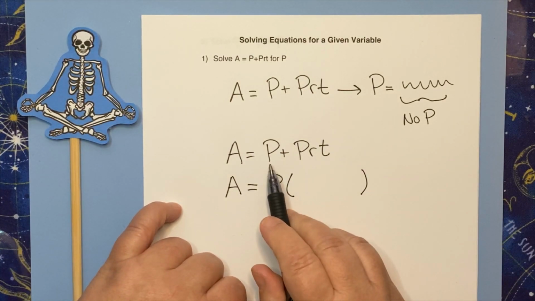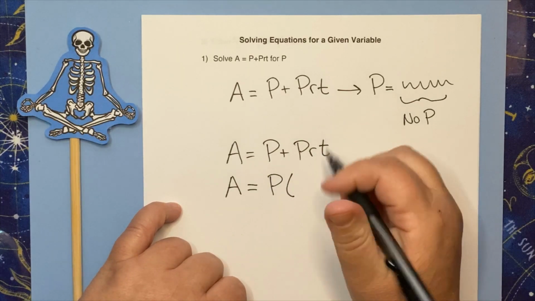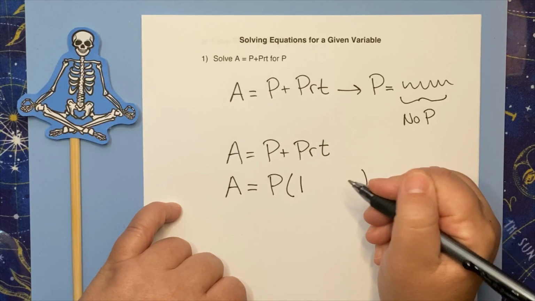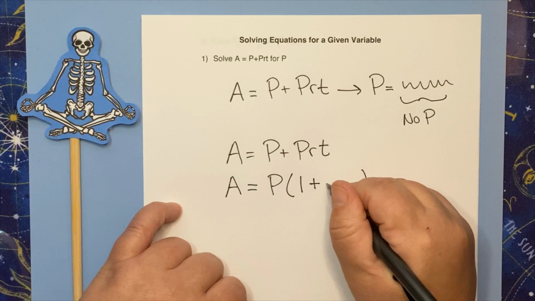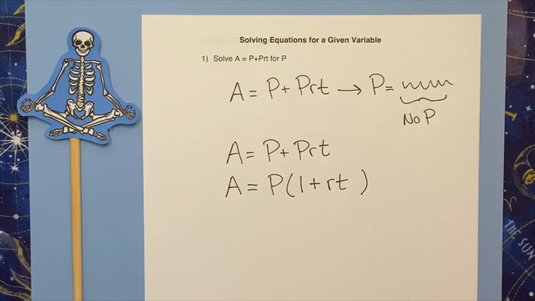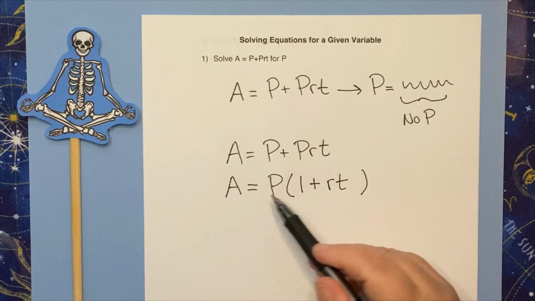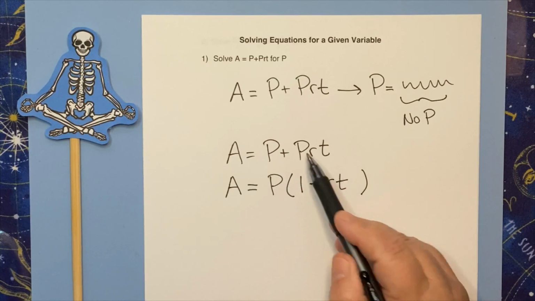So I'm going to factor P out of P. Now, if you factor something completely out of itself, you always leave a 1 as a placeholder. And then if you factor P out of something like P R T, we end up with just the R T left. So take a look. How do I check this? Well, you think about the distributive property. P times 1 is P. P times R T is P R T.